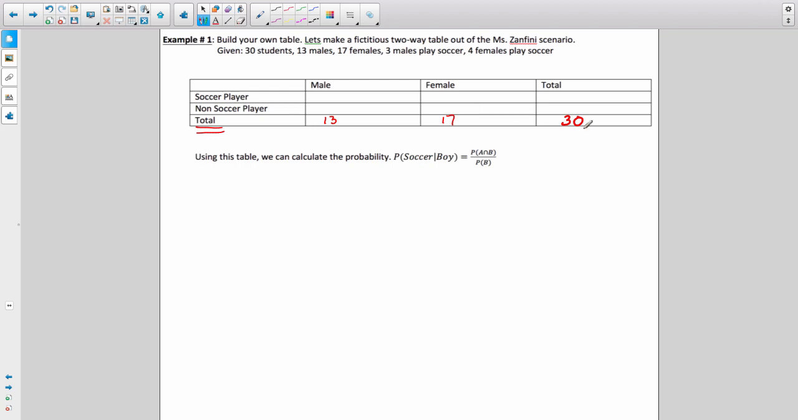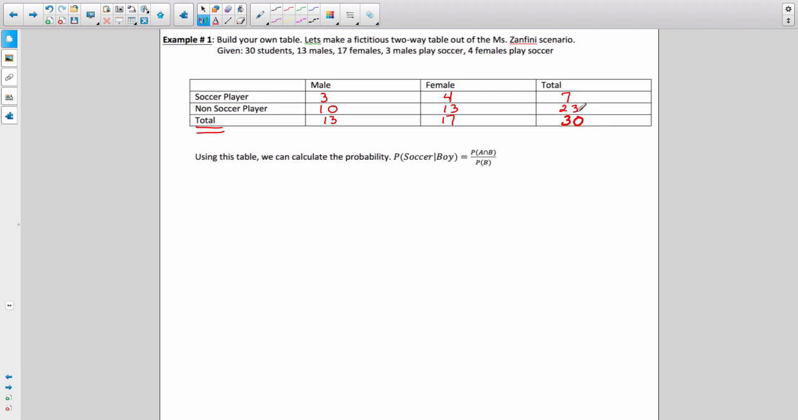3 males play soccer, 4 females play soccer. So 3 males, soccer players, 4 females, soccer players. Well, this total here can be 7. Now, total of males is 13, so if 3 of them play soccer, then you can just deduce that 10 do not. And if 4 females play soccer, then 13 do not. We'll total this column up this way, and we get 23.